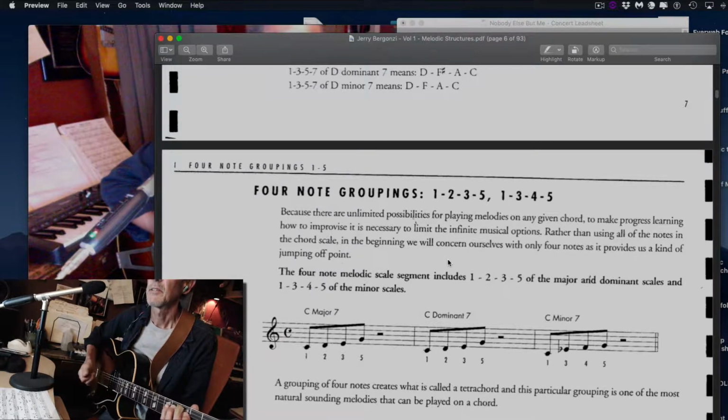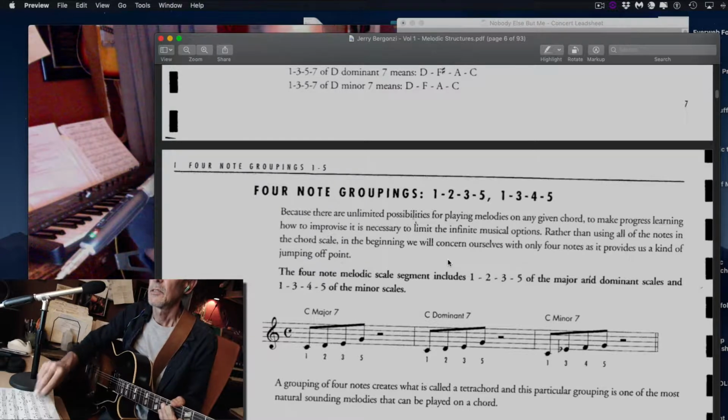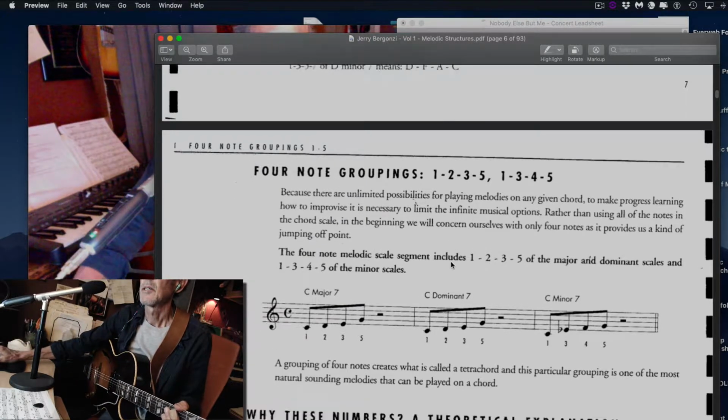For C dominant 7, that scale would possibly be the Mixolydian scale, which has a flat 7, but there's no 7th in the 1 through 5, so it would be the exact same thing for C dominant 7. And for C minor 7, he wants you to play 1, 3, 4, and 5. So the F is back in and the 2 is out now. That's how that works.